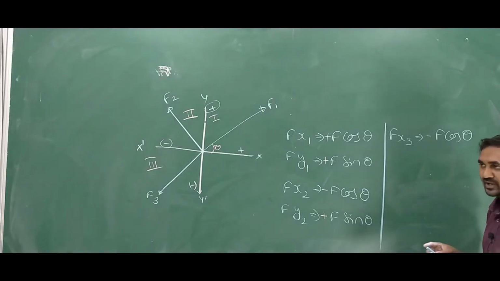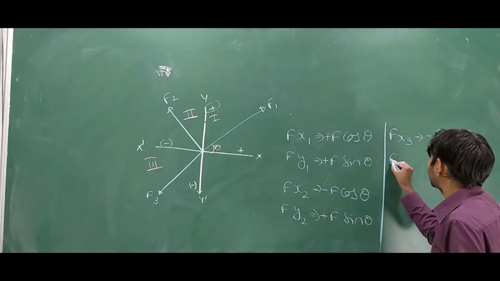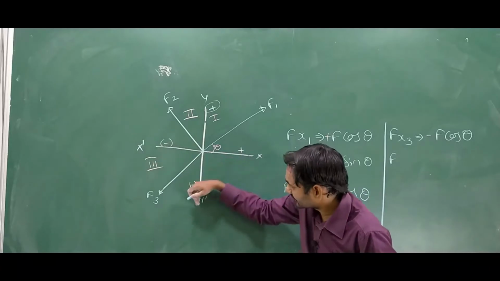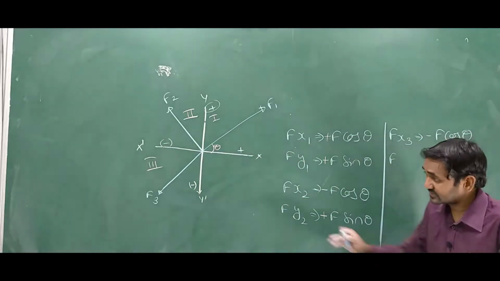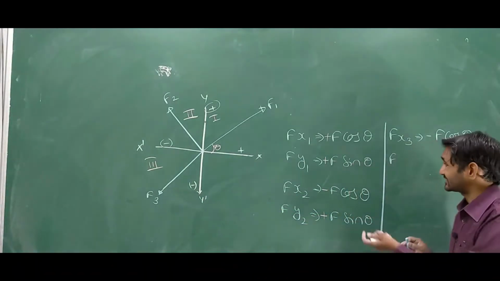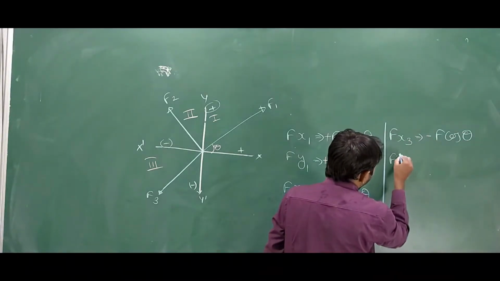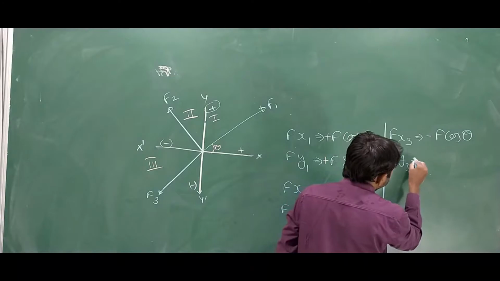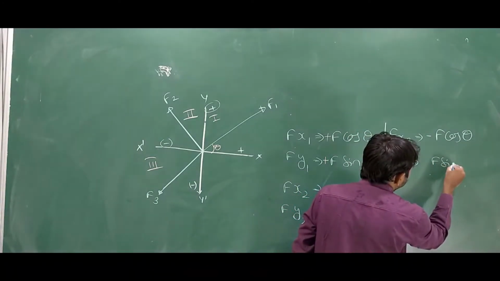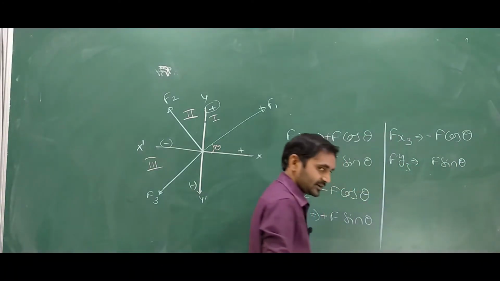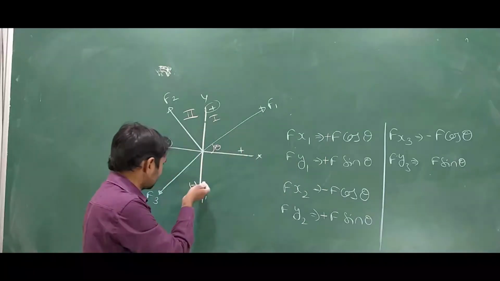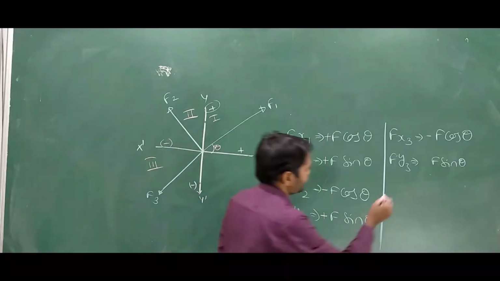Similarly, this is horizontal, but once you resolve this in the y direction, in the vertical direction, you will get sine. So Fy3 is equal to F sin theta, where this is also in the minus, so you will get minus over here, right?